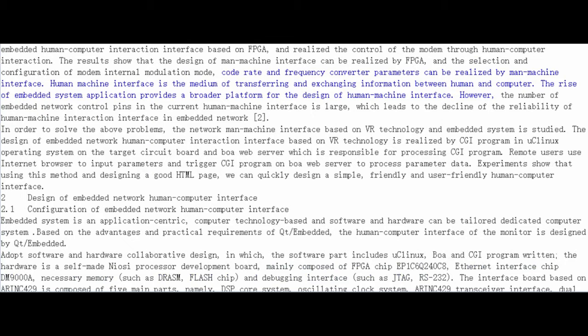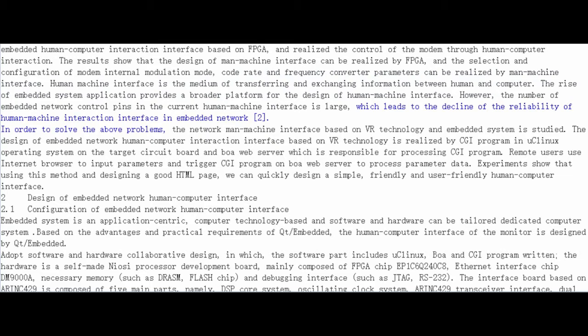Human-machine interface is the medium of transferring and exchanging information between human and computer. The rise of embedded system application provides a broader platform for the design of human-machine interface. However, the number of embedded network control pins in the current human-machine interface is large, which leads to the decline of the reliability of the human-machine interaction interface in embedded network 2.